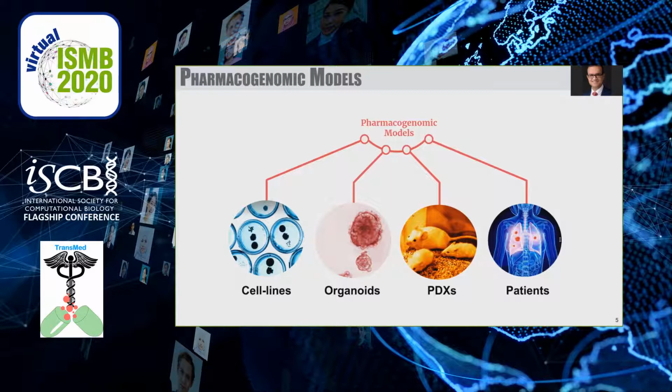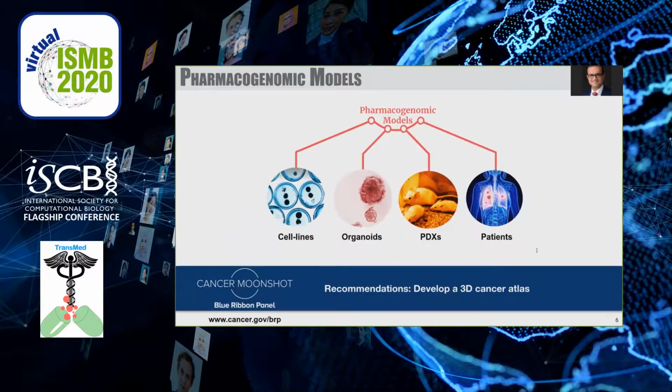PDXs are in vivo tumor models. It is a well-established method and they are known to recapitulate tumor biology very well. Patients, as a model, are the gold standard. However, there are a lot of ethical issues. Running a clinical trial is also very expensive. Given all these advantages and disadvantages of the model systems, there is a push in cancer research to grow and use more and more PDX models. For example, one of the recommendations of the Cancer Moonshot panel is to develop 3D models.